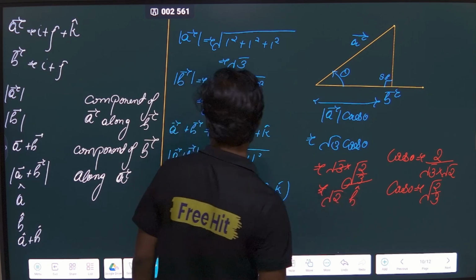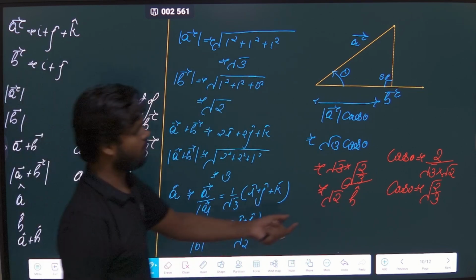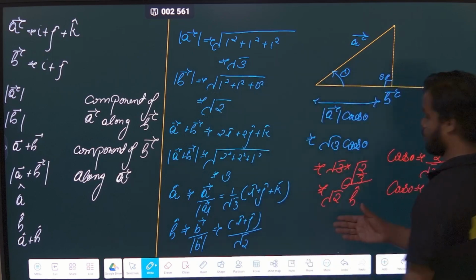How will you find the B cap? B cap we have calculated here. Just put this value here. You will get the exact projection. What is my projection? Okay.